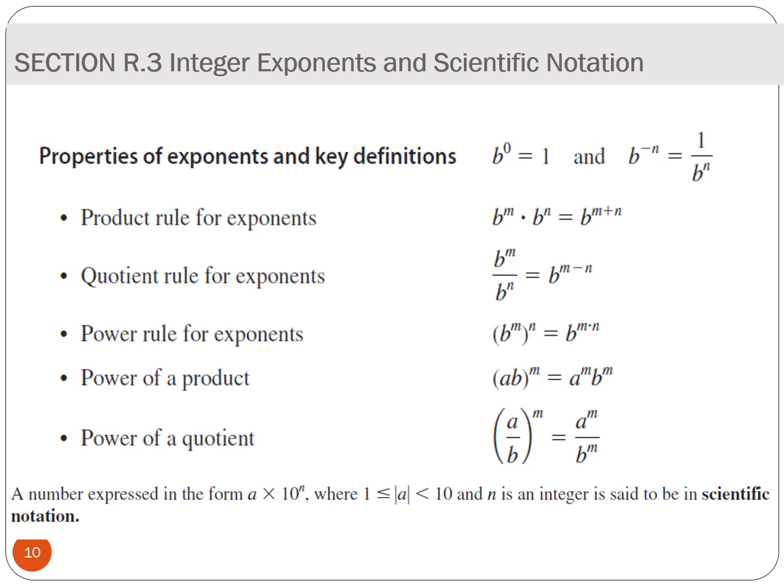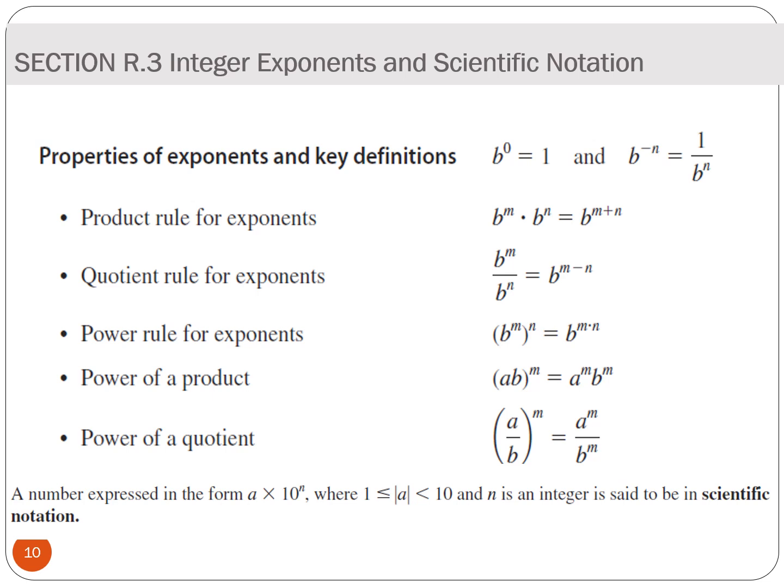The product rule for exponents. Of course, you multiply two numbers that have the same base. So b to the m times b to the n is just b, and you add the powers, m plus n. When you divide, that is the quotient, you subtract the powers. B to the m divided by b to the n is equal to b to the power m minus n. Of course, start with the power of the numerator minus the power of the denominator.